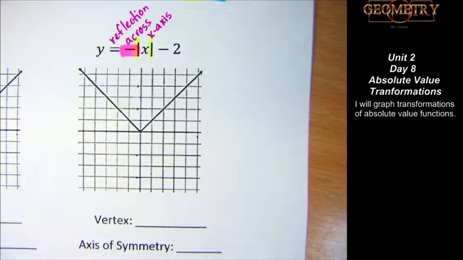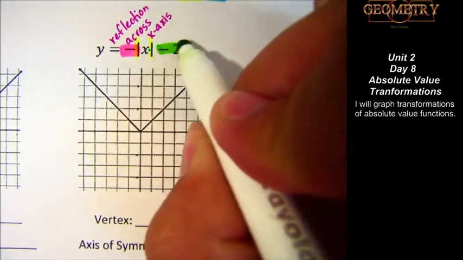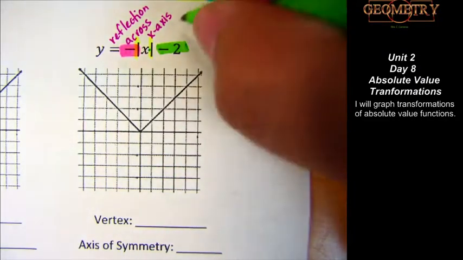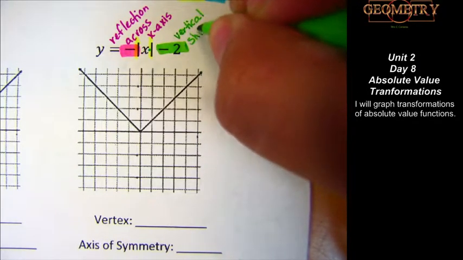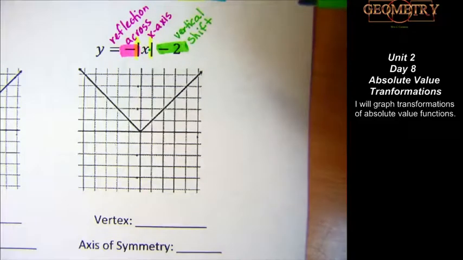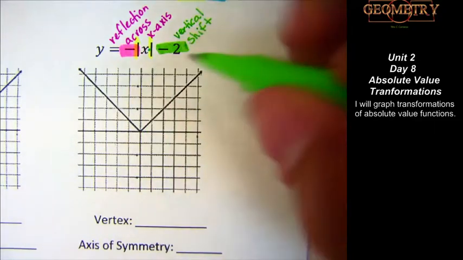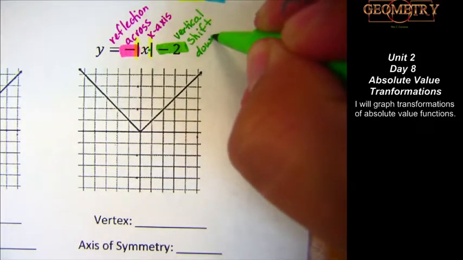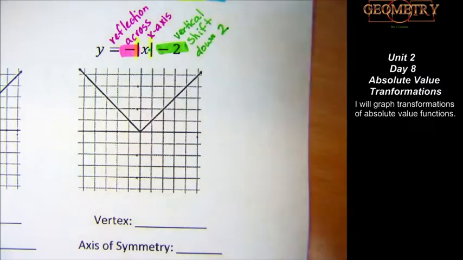And then I'm looking for something inside here next to the x. I don't see anything, and so I have no horizontal translation, but I do have this number hanging out outside, which tells me I have a vertical shift, a vertical translation. What direction? With the vertical, your only directions are up and down. Down. Mm-hmm. How far? 2. Very good.